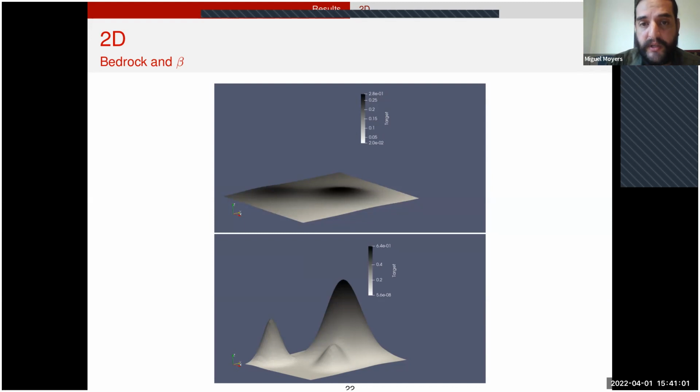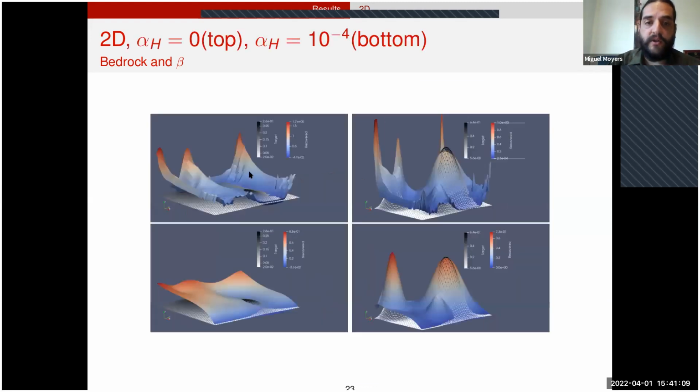Well, the answer is yes, we can recover, but things get more interesting and things get more complicated. So on top, I show you what happens if we don't regularize in the second step. So that alpha H, we're turning it off. So we just use, say, Newton's method to recover our height h, and it's, well, it's not good enough, right? So we don't get a smooth recovery. We have lots of problems on the boundaries, and we're very far away from the true data.